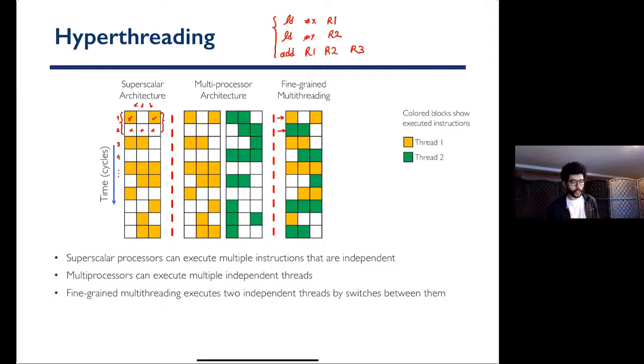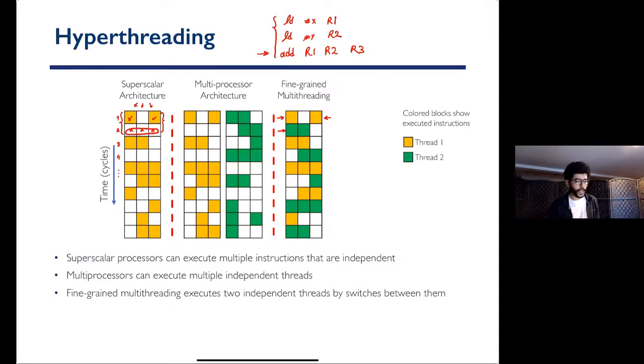And why is this good? Because if you remember here, from thread 1, there was this cycle 2 that was completely wasted. We were just not doing anything, we were waiting. Now, instead of waiting, I can execute thread 2's instructions. This improves the utilization of my CPU. As you can see, there are fewer empty cells, but it still doesn't solve it completely. I still have cycles like this, where I cannot execute this add. Still, I can't execute it.